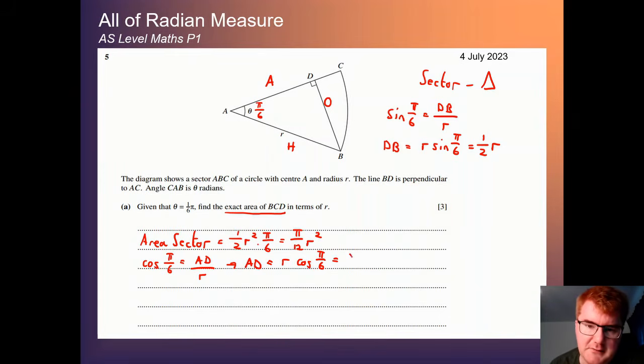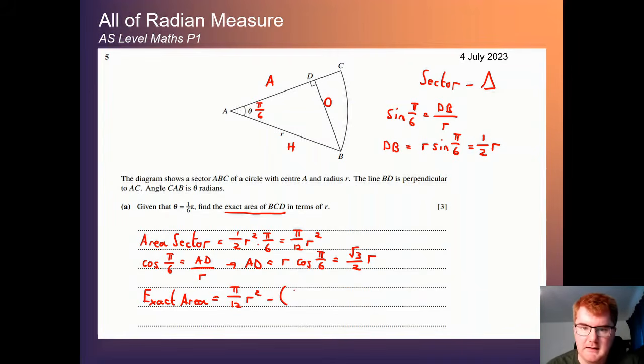So cos 30 is equal to root 3 over 2. So we get root 3 over 2r. So to work out the exact area, we have the area of the sector, which we worked out before, the whole thing, and then we're going to take away the area of the triangle.